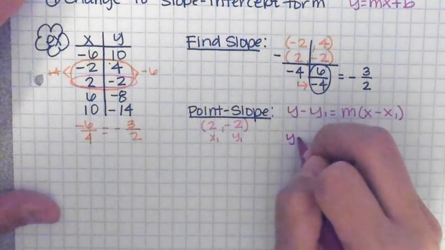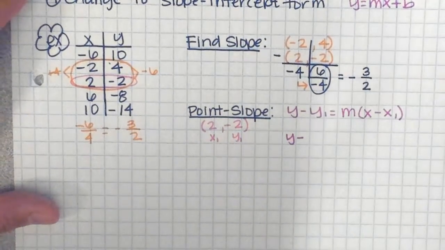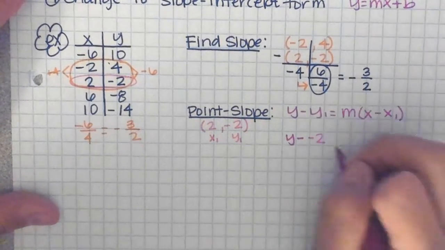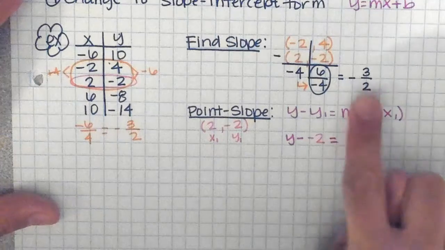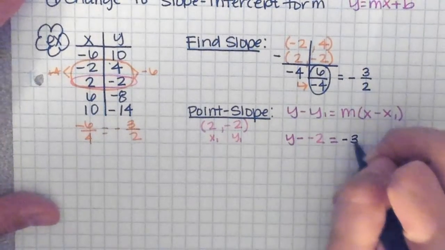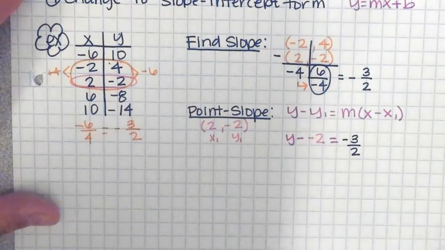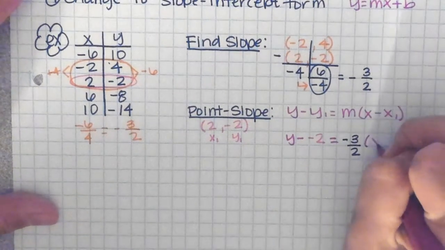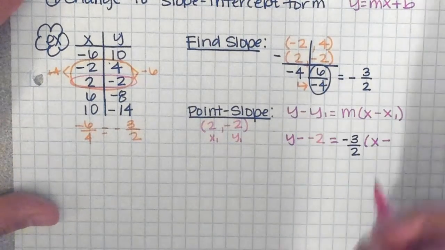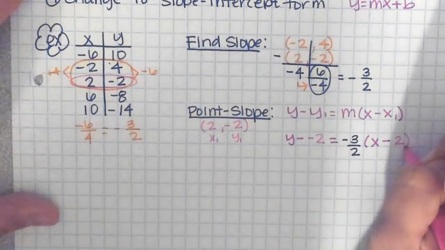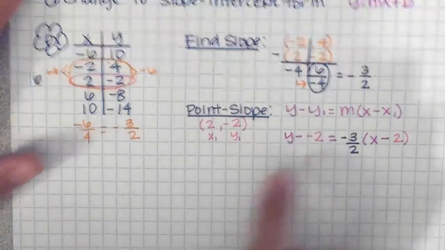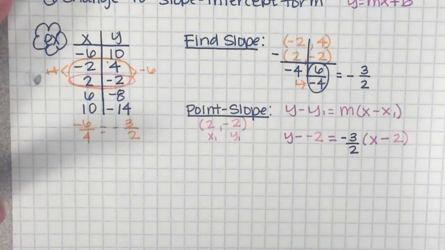So that's y minus y1, which is -2, equals m is my slope, -3/2, parentheses x minus +2. Yeah, those are different pinks. You can't really tell, but there you are.